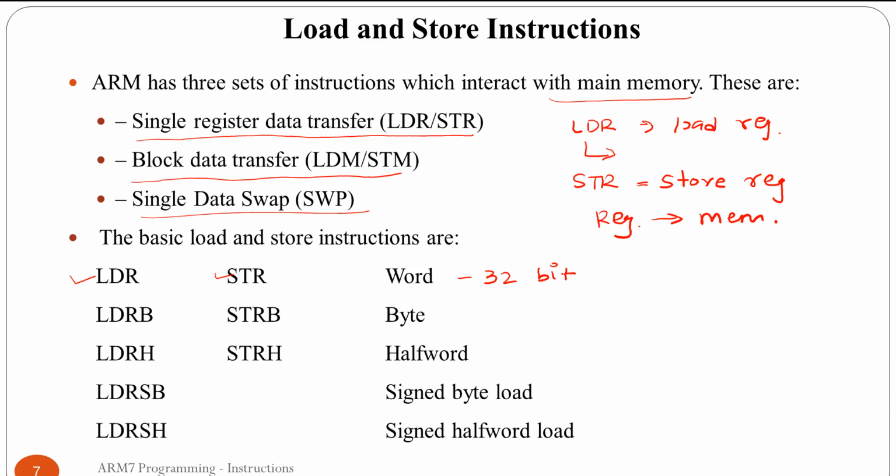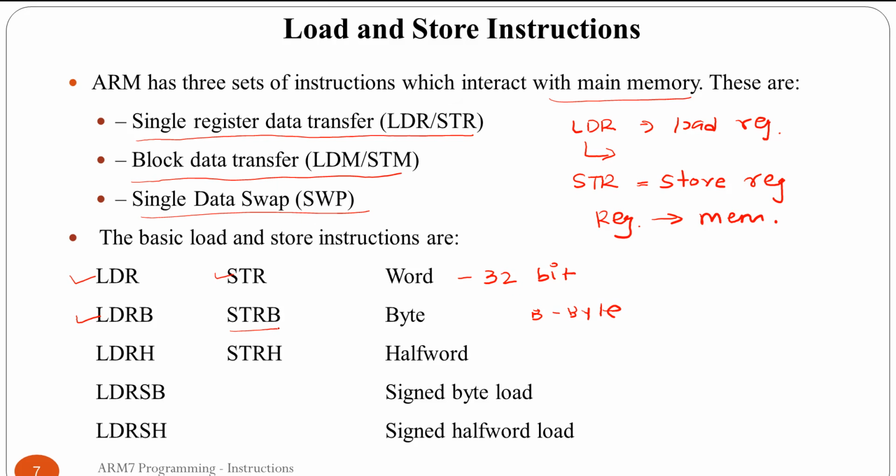So for that purpose, we have more instructions like LDRB. B stands for byte. So load byte and store byte. Suppose you have to copy only 8 bits of data from memory into the register, then this is possible with this instruction. Suppose you want to store only 8 bits from the register to the memory, then this is also possible with the help of the STRB instruction.